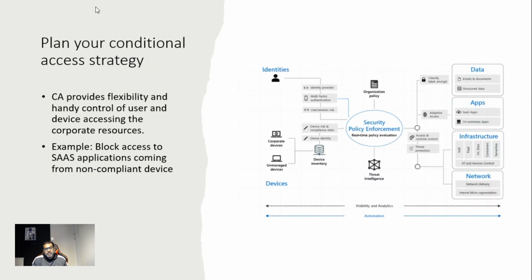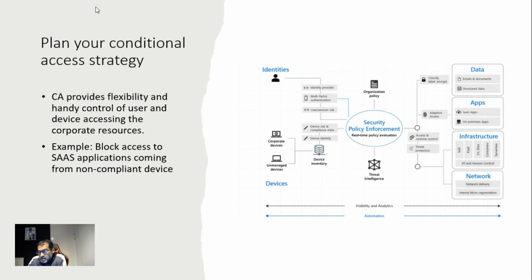Going further, this is how you plan your conditional access strategy. Conditional access provides flexibility and handy control of users and devices accessing the corporate resources. For example, block access to a SaaS application coming from a non-compliant device, which I was telling you in the previous slide. If you take a look at the diagram on the right, these are the identities, which could be a little bit different personas. I'm going to talk about that in the next slide. But in this case, it's a user, and the identity provider is going to be Entra ID in our case.